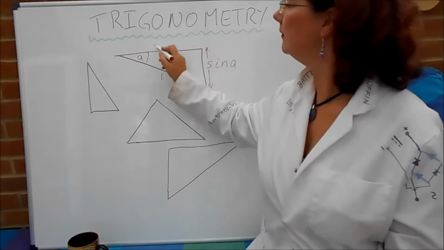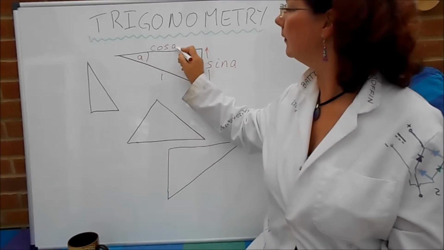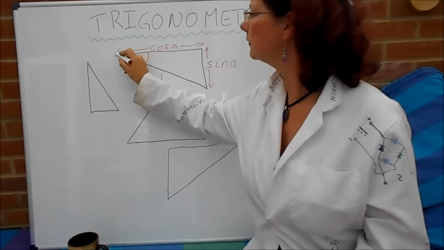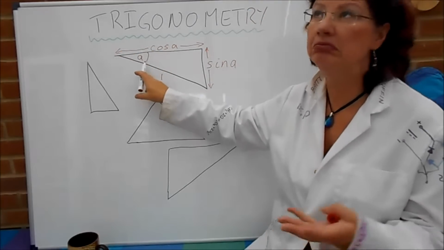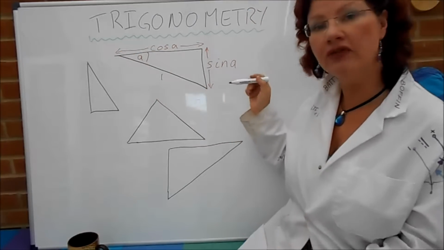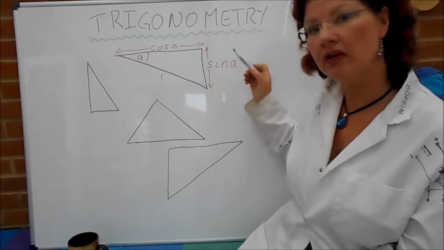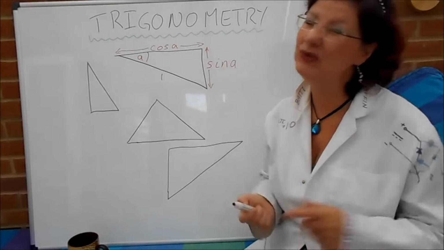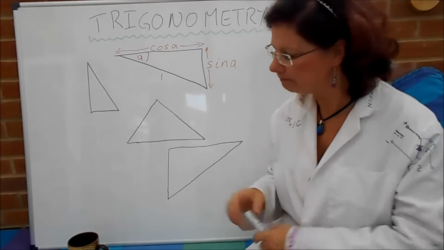Conversely, cosine is just the width of the triangle. So if that angle was, say, 27, then the sine of 27 would give you the height of the triangle, and the cosine of 27 would give you the width of the triangle. And that's really all there is to sines and cosines.